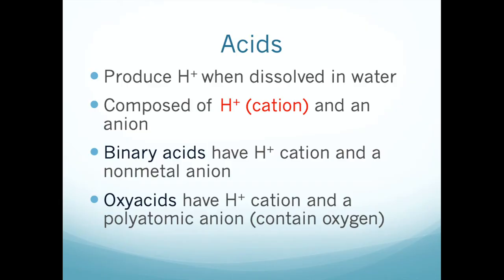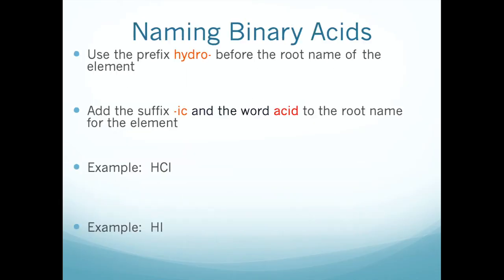And then we have what are called oxyacids, where we have a polyatomic ion, so it's usually something containing oxygen, like nitrate or sulfate or any one of those, and it's again paired up with our H plus ion. So let's look at the naming conventions for both of these.